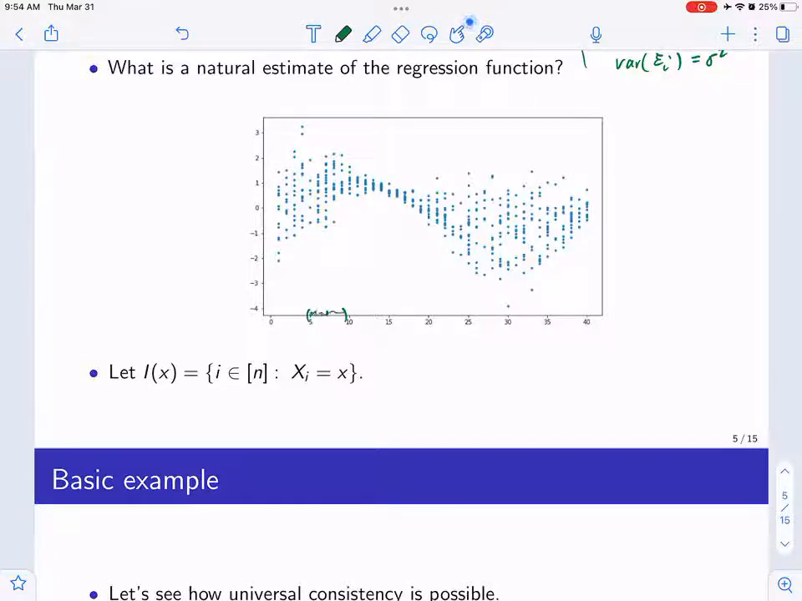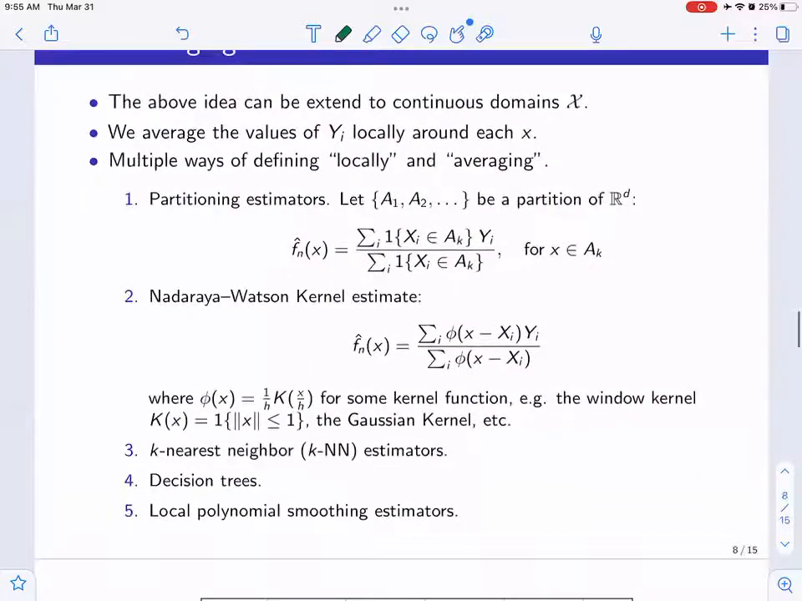Okay, so this interval, all the points whose x's are in this interval, I'm going to go here, and then I'm going to average the y's. Okay, I'm going to average the y's, so the y levels here, and then I get a number that I would declare to be my estimate at point x. Okay, so this is a particular form of an estimator, which is called, anyone knows what it's called? Yeah, this is the Nadaraya-Watson kernel estimator. So this is, for example, this guy.